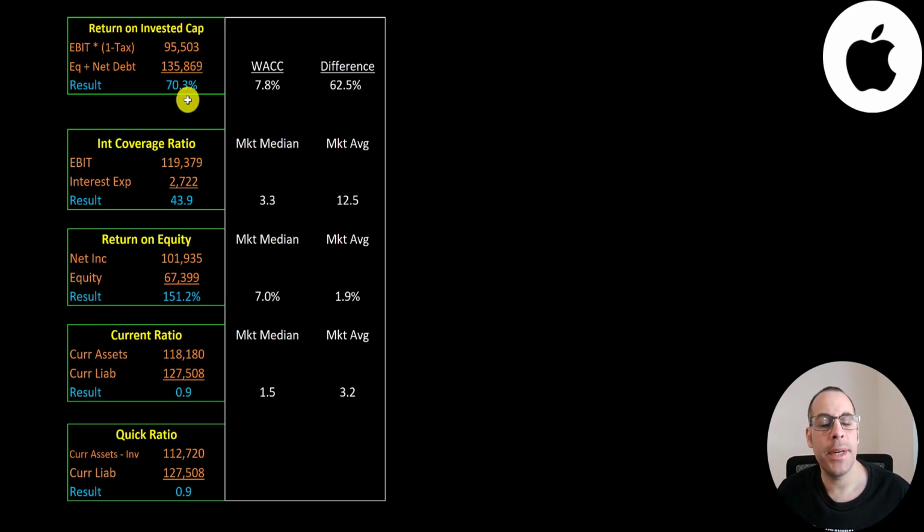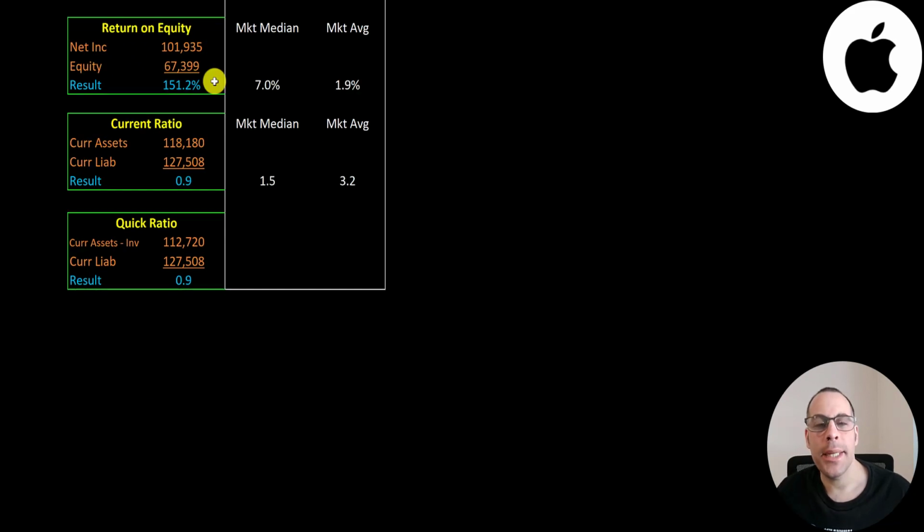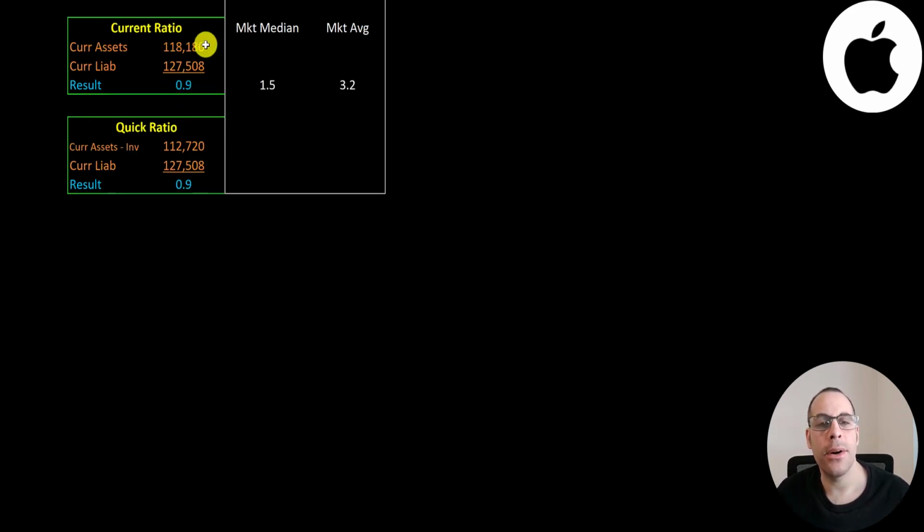They have an amazing return on invested capital of 70%. They can cover their interest payments 44 times with their operating income. Their ROE is a staggering 151%. Their current assets are a little lower than their current liabilities, so their current ratio is 0.9. Quick ratio is also 0.9.